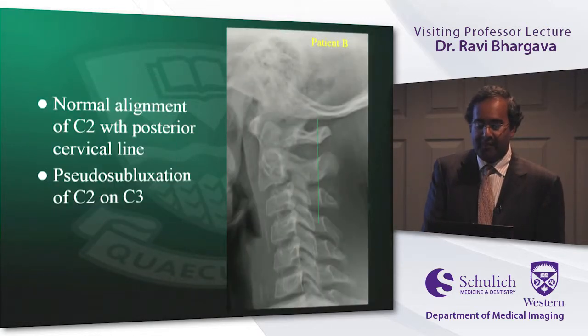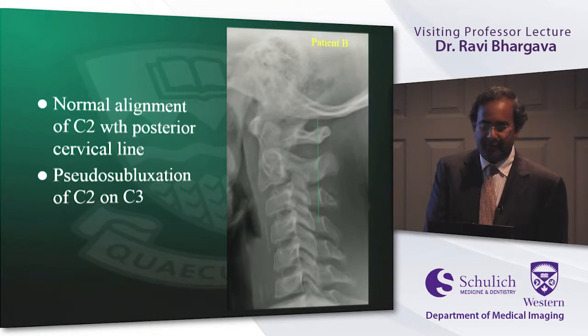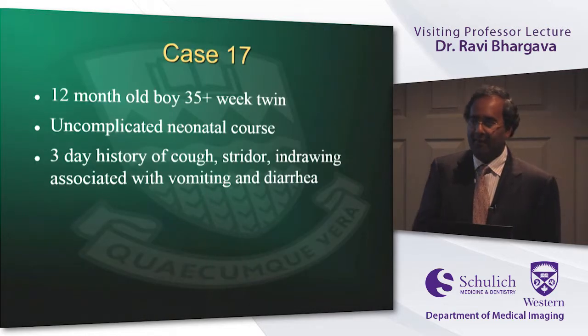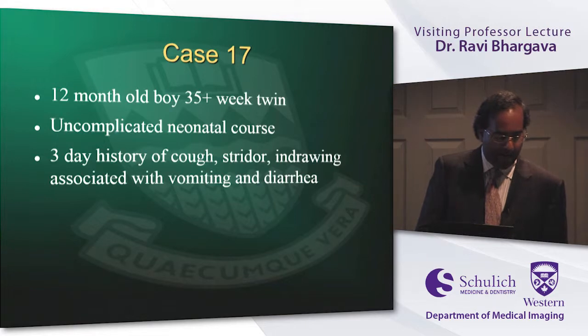So in patient B, there is normal alignment of C2 with the posterior cervical line, and this is just pseudo-subluxation of C2 on C3. So we have these two cases. Case A is atlanto-occipital dissociation, and the second one is normal. It's just pseudo-subluxation of C2 on C3. So a couple of unique features for pediatric spines, things you probably should look at.